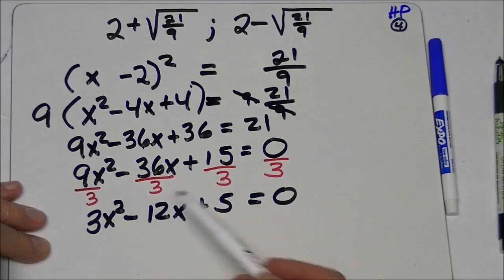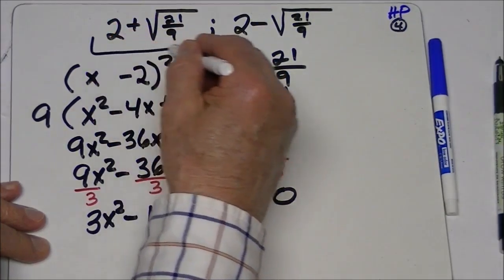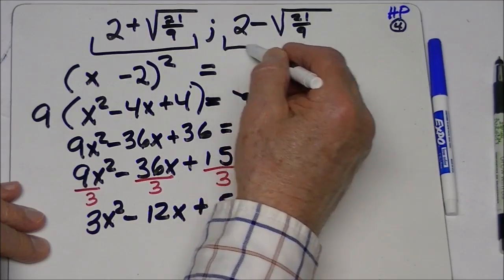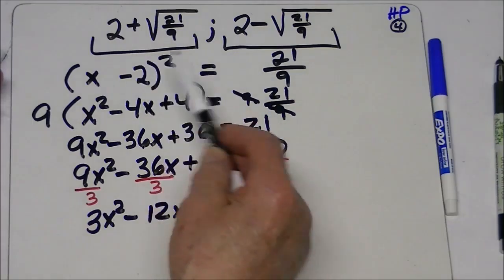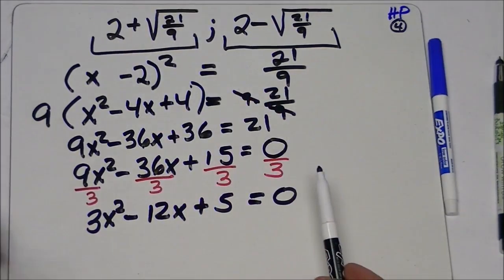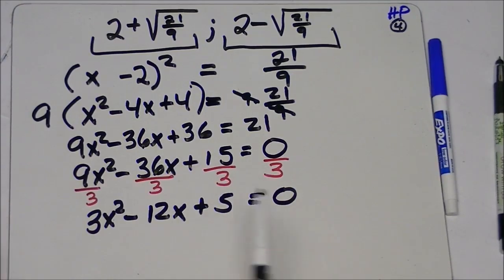But that was the process we use when we are given these as our answers, to reverse the process, and I used completing the square for it. Okay, just a little review.